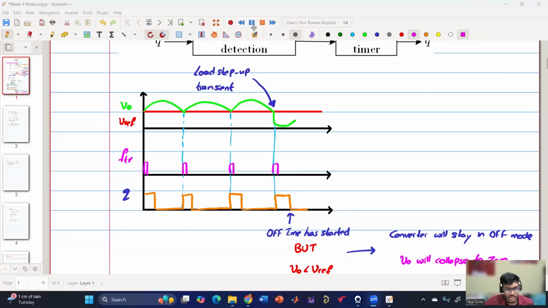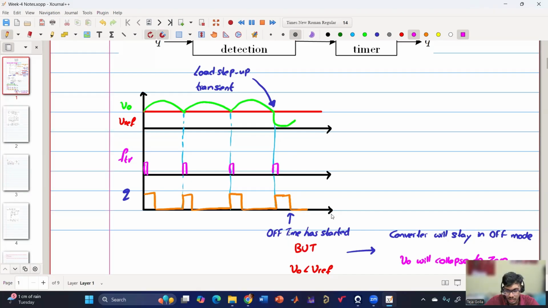Whenever it is in steady state, there is no issue as such. On time is there, off time is there, on time is there, off time is there. But it can be possible in any scenario, so I have assumed that there is a load step up transient, and then V naught has come down below V reference, which has triggered this FTR. So on time has started. But at the end of off time also, V naught is still less than V reference because of the undershoot.